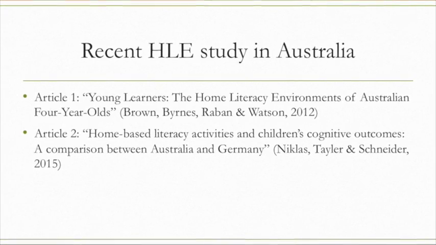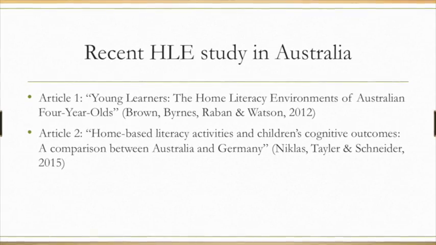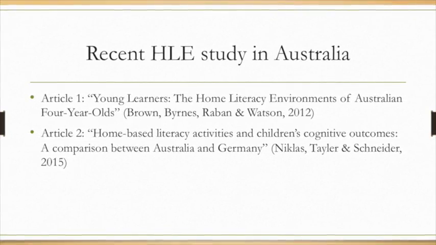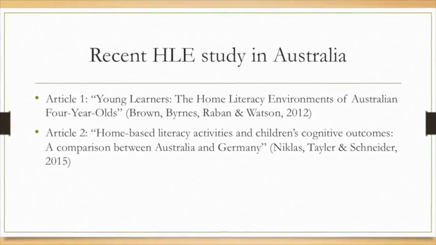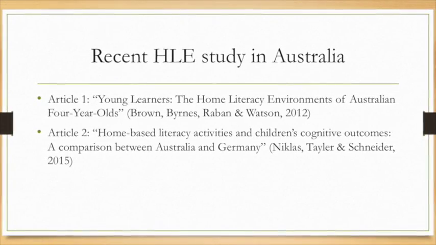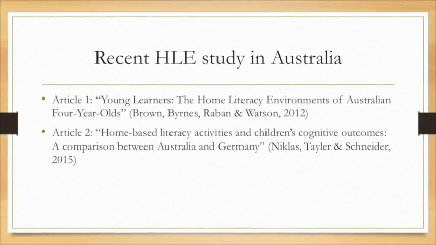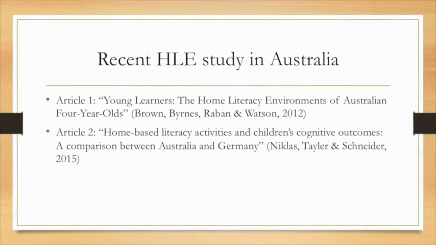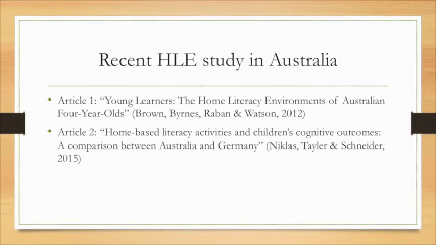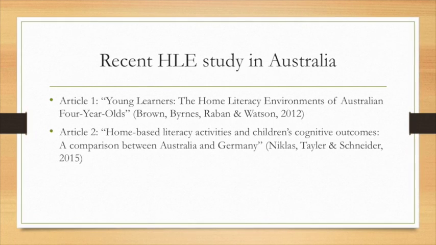One of them is focusing on the HLE of 4 years old young learners in Australia, which is "The Home Literacy Environment of Australian 4 Year Olds", and it's written by Brown and others in 2012. Another one compares the home-based literacy activity in Germany and Australia, which is "Home-Based Literacy Activities and Children's Cognitive Outcomes: A Comparison Between Australia and Germany", and it's written by Niklas and others in 2015.